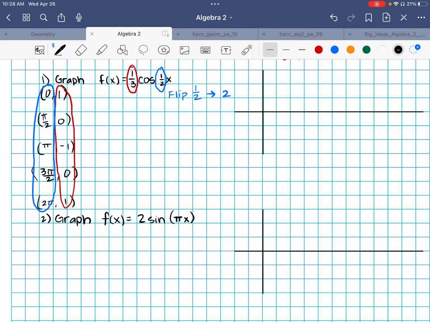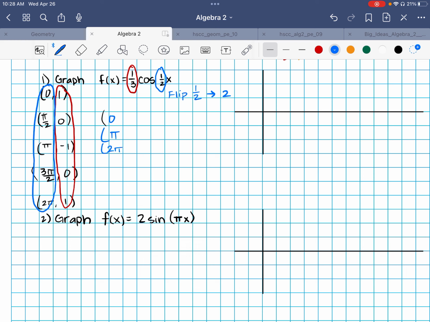So our first set of x values are going to come into 0 times 1/2. Sorry, not 1/2, 0 times the 2. That would just be 0. Then we're going to multiply the pi over 2 by the 2, and that's going to give us pi. So we're going to write down pi right there. Then we're going to multiply the pi times the 2, and that's going to give us 2 pi.